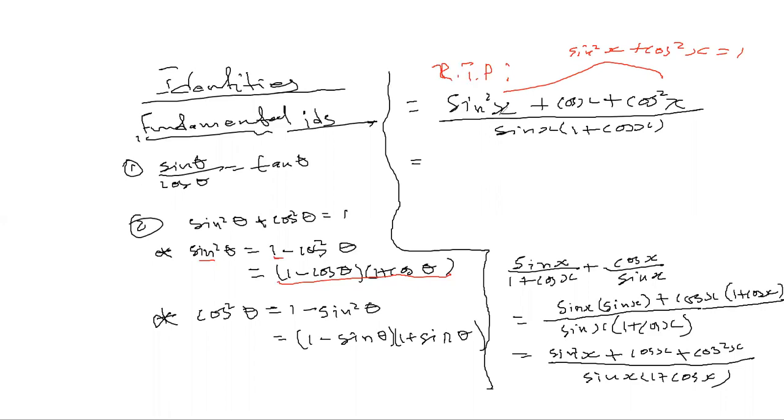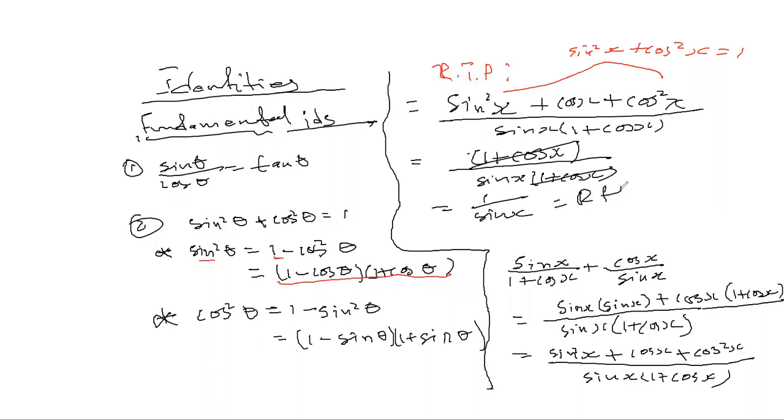So that means I have in the numerator 1 plus cos x. But guess what? That is something that I have in the denominator. So this will just divide that, and I'm left with 1 over sine x, which is my right-hand side. And so I am done with the proof.